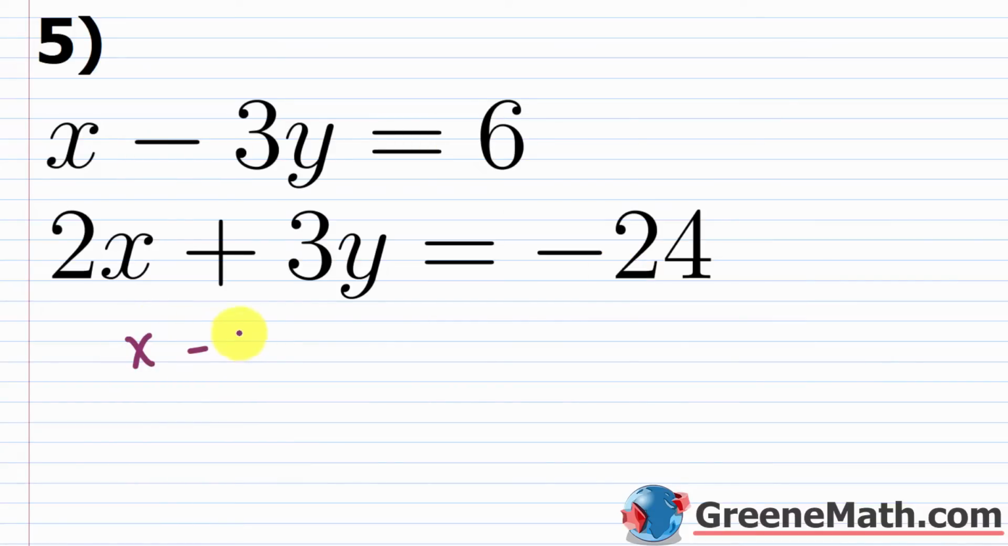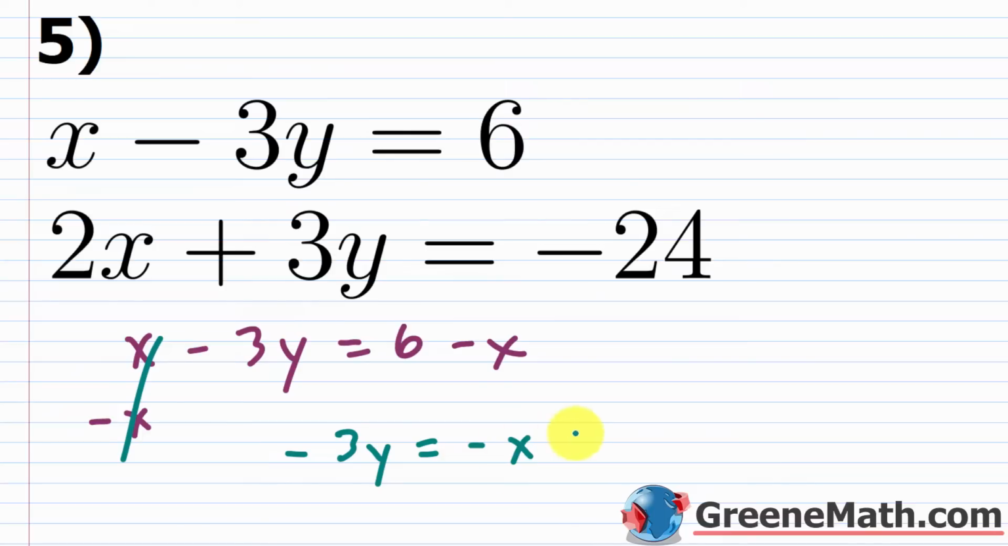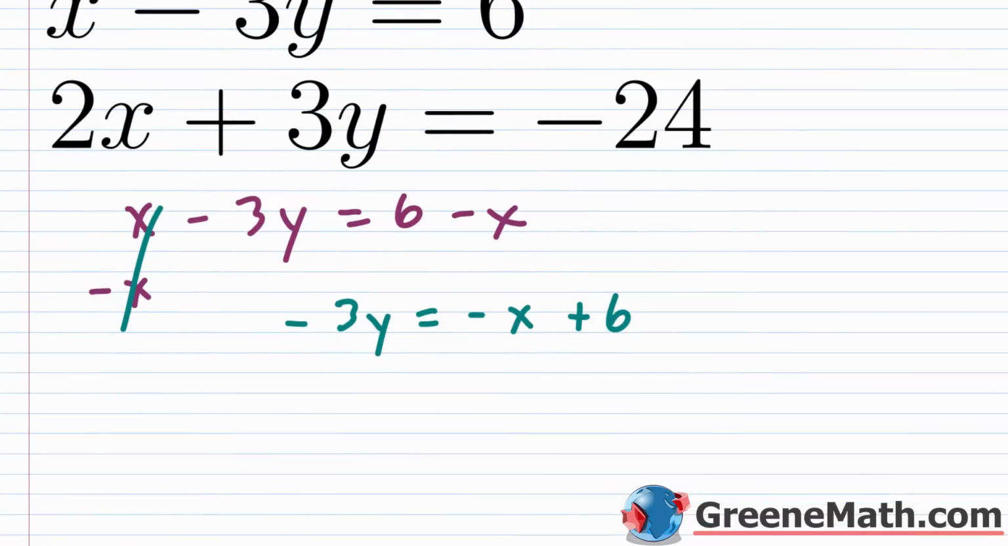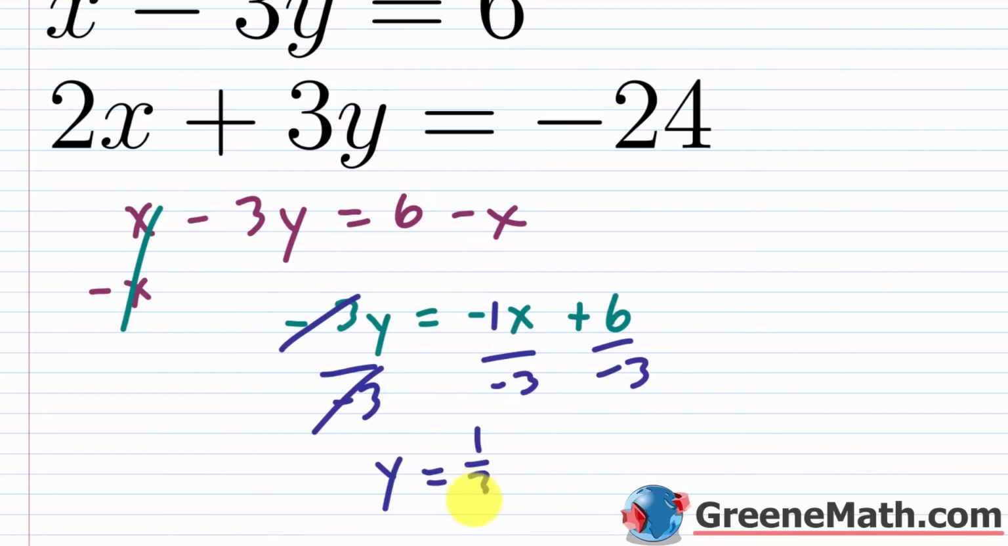So you have x minus 3y is equal to 6. Let me subtract x away from each side of the equation. That cancels. You get negative 3y is equal to negative x plus 6. Let me divide everything by negative 3. And this is going to cancel. So you're going to have y is equal to, let's write this as negative 1 over negative 3, which is just 1/3, so 1/3 times x. And then 6 over negative 3 is negative 2, so minus 2.